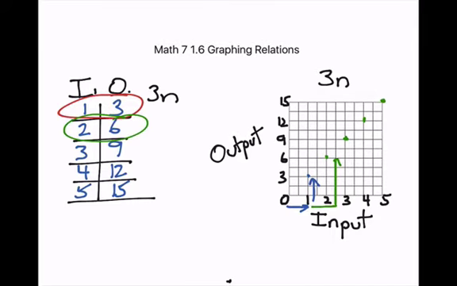What do you notice about this line? It's straight. And whenever we have a straight line like this, from the points that we've put on, when we're graphing relations, it means it's linear. Linear is just a fancy word for straight. So we're going to call this a linear relation.